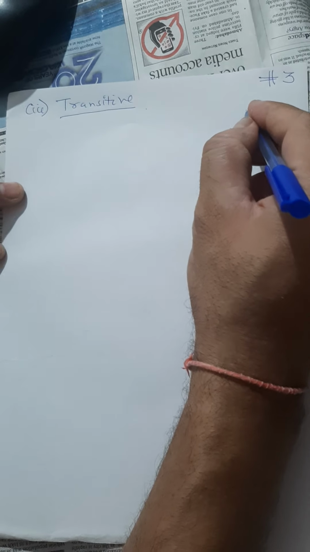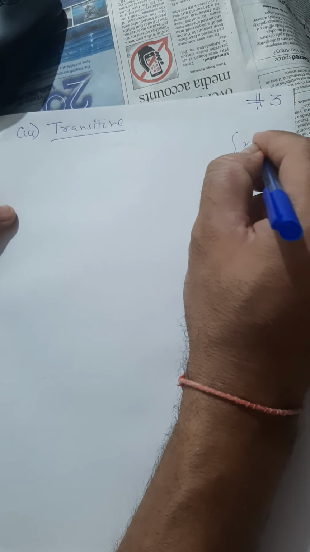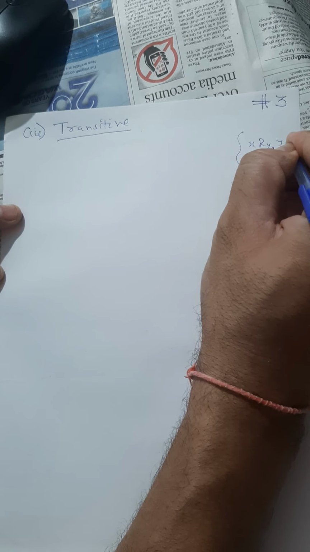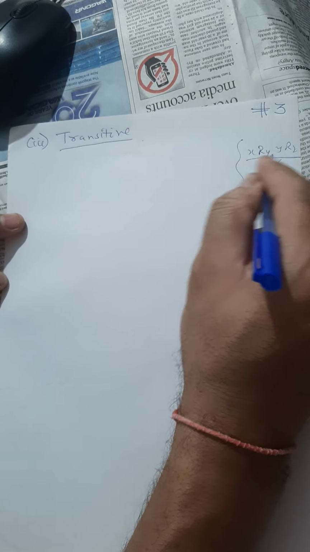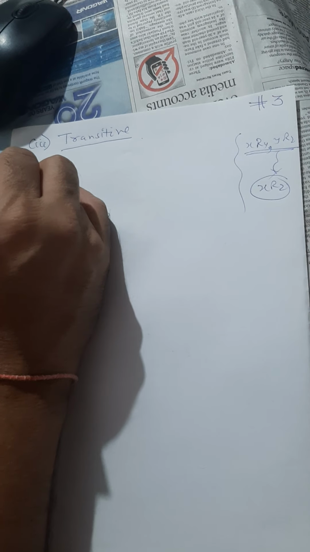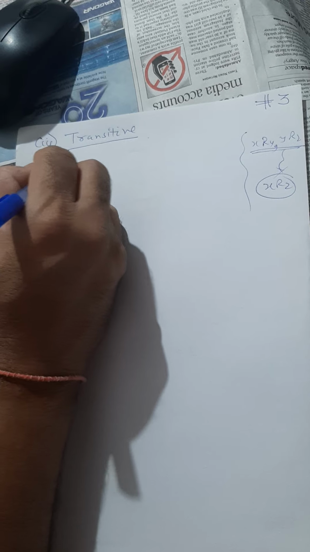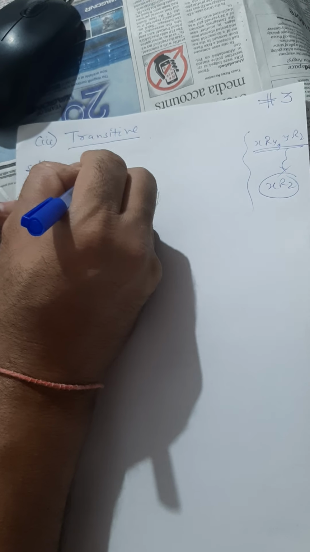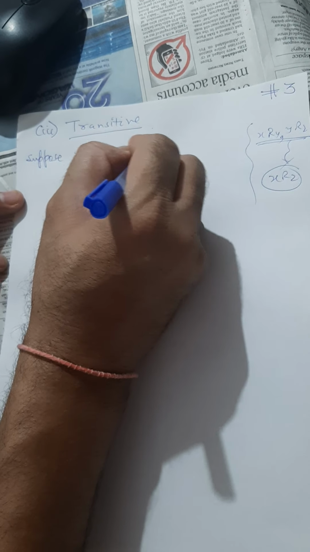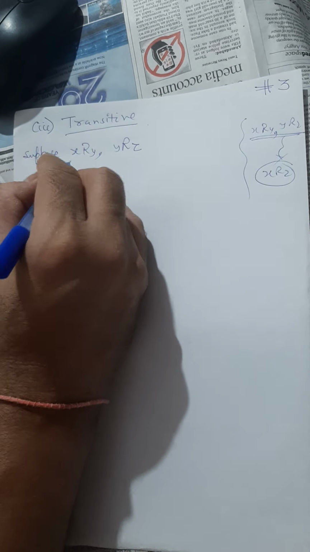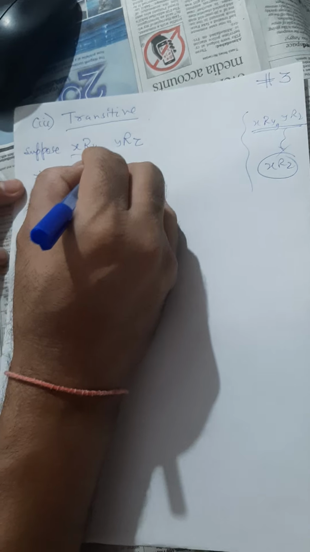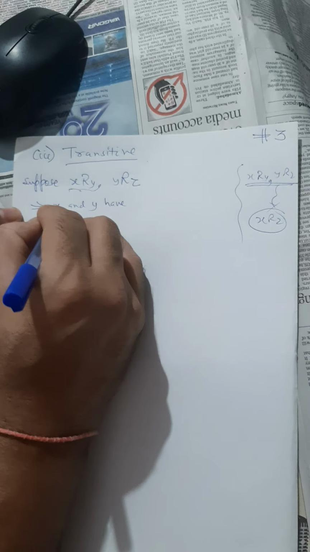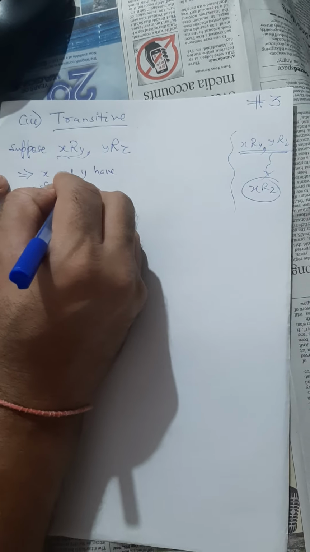So for the transitive property, you start with these two: x related to y, y related to z, and check whether x related to z or not. So we start with these two. So suppose x related to y and y related to z. Now what is the meaning of x related to y? x and y have the same number of pages.